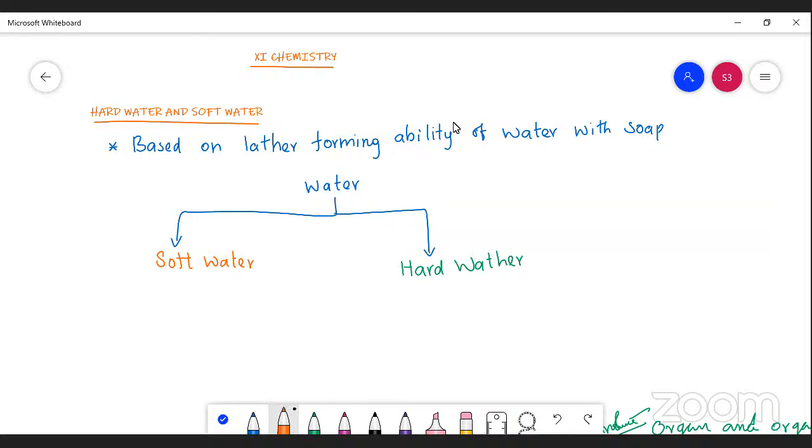So, what do you mean by soft water? It forms lather or froth easily, then it is called soft water. In hard water, it does not form lather. The water which does not form lather is called hard water, and the water which easily forms lather is known as soft water.